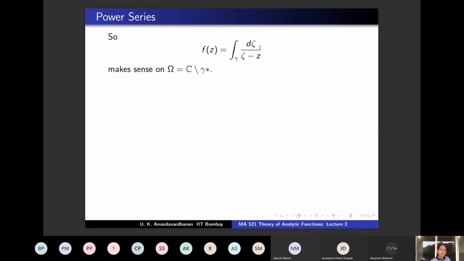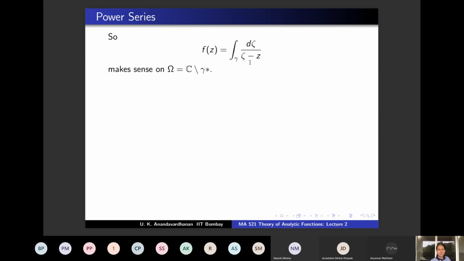And where does this make sense? This makes sense whenever zeta minus z is non-zero. So where is zeta from? Zeta is from gamma star, right? So whenever z is outside gamma star, if you take z any complex number which is outside gamma star, this integral makes sense because 1 by zeta minus z is a continuous function.